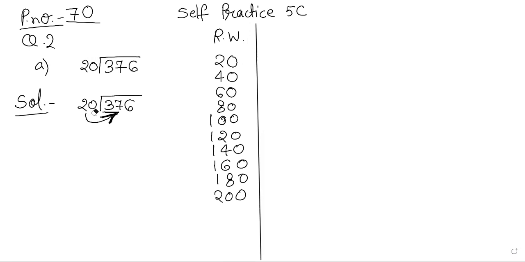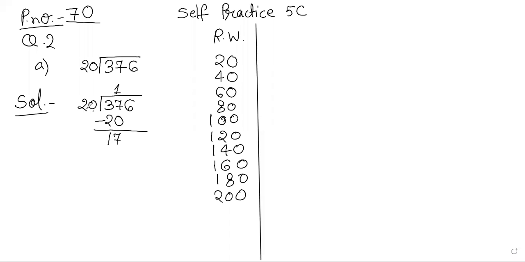Now how many times can we divide? In 1 time we can divide. So 1 twenty is 20. Write 1 in the quotient part. As we know that division is repeated subtraction, so put the minus sign and subtract 20 from 37. 37 minus 20, 17 is left.